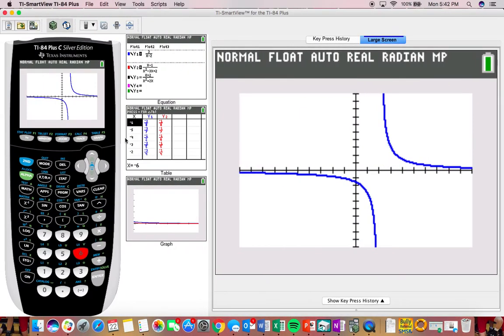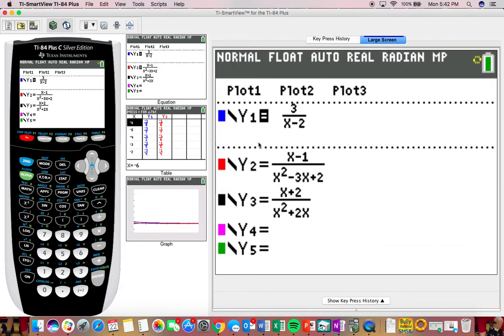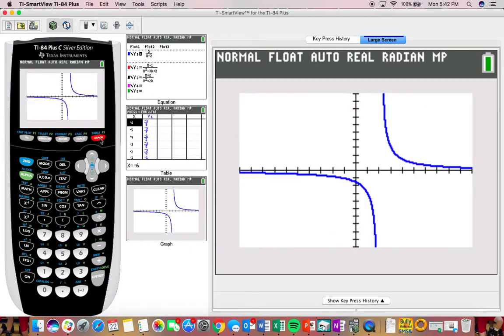Okay, so graphing that first one, here is basically a graph of what that will look like. Again, what I did was went in and put my first equation in, 3 over x minus 2. I also have the other ones in here just so that later on we don't have to take as much time looking at those. But the only one that is graphing right now is this 3 over x minus 2. So the graph, when you go to a standard viewing window, here is what that looks like.